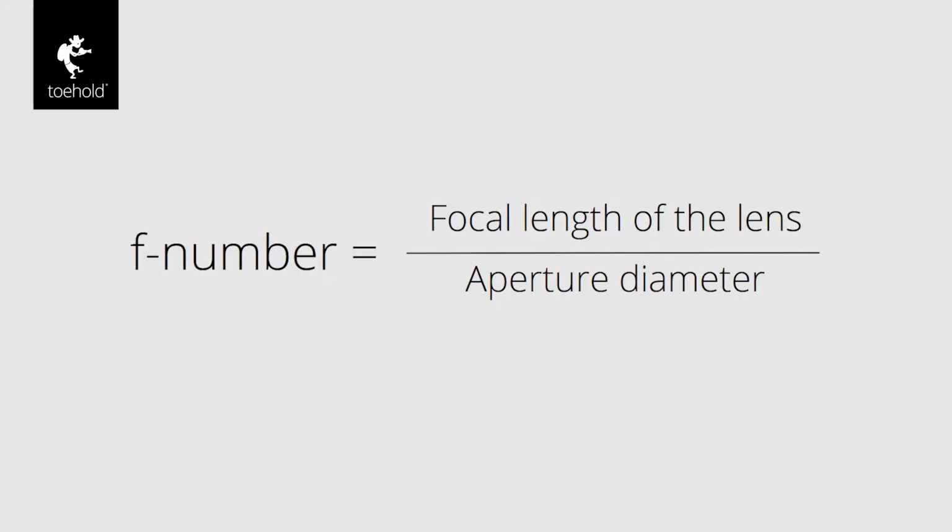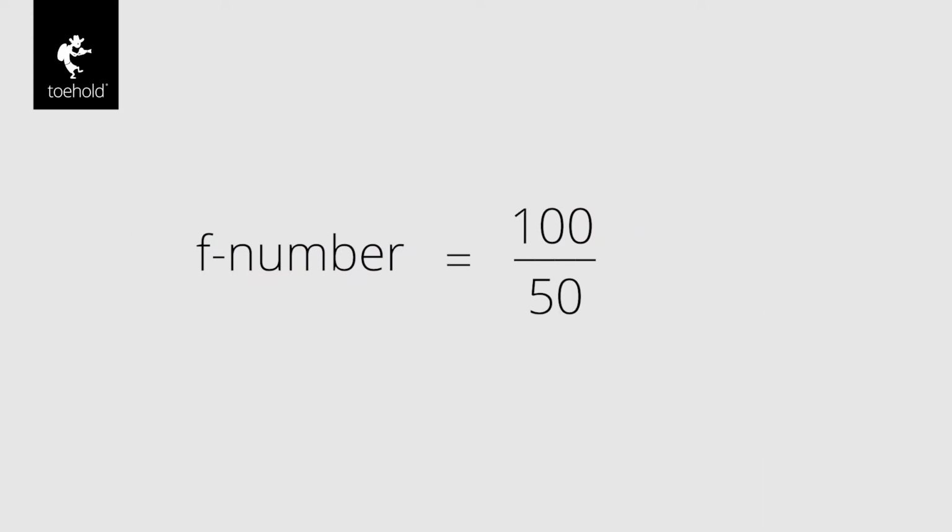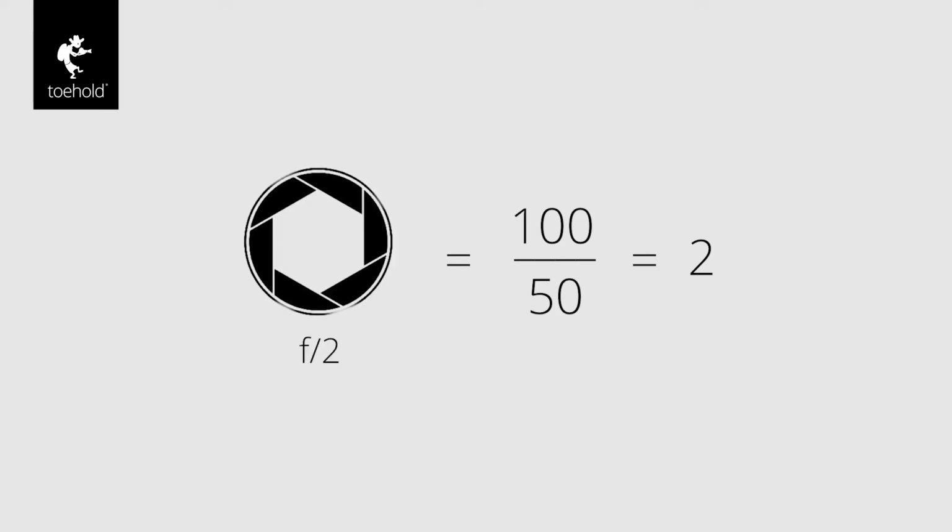Now let's understand how the f number works. If you simply divide the focal length by the diameter of the opening, that's the focal length of 100 mm divided by the diameter 50, then the quotient of this division is 2. So let's start calling this f2.